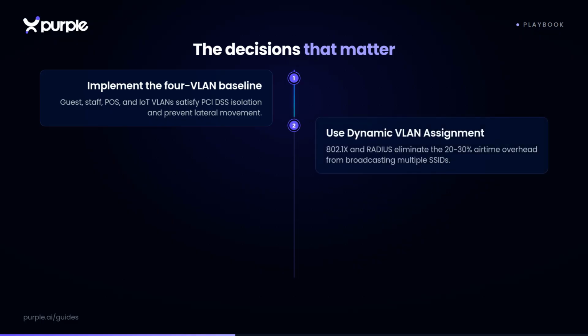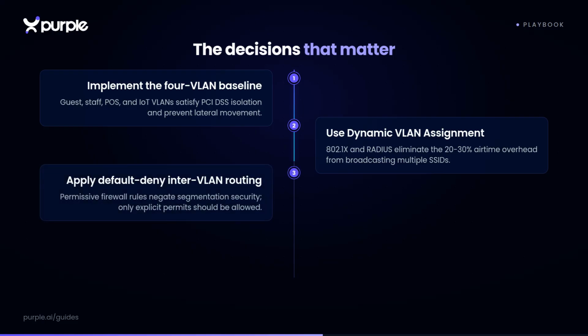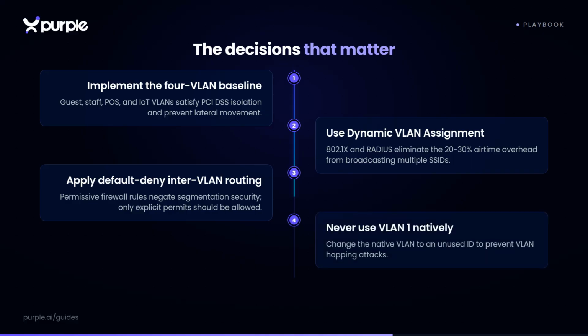Second, use dynamic VLAN assignment via 802.1X and RADIUS to eliminate the 20-30% airtime overhead from broadcasting multiple SSIDs. Third, apply default deny on inter-VLAN routing because permissive firewall rules negate the security value of segmentation.